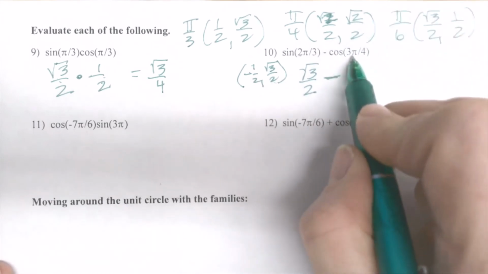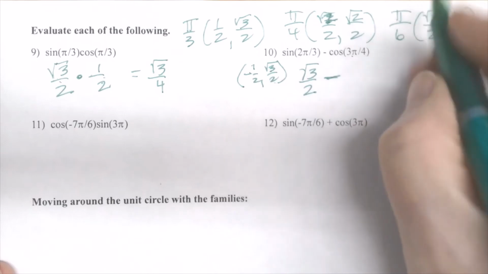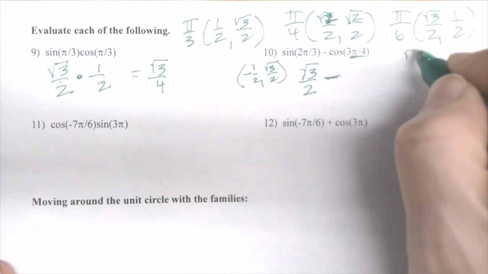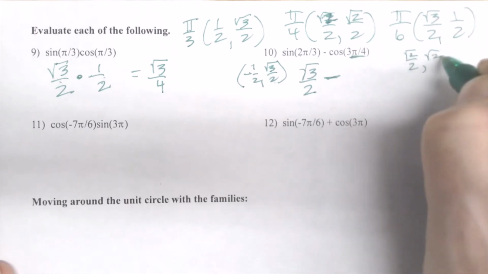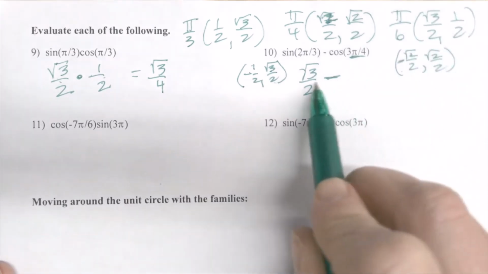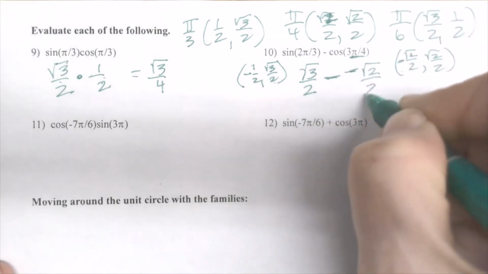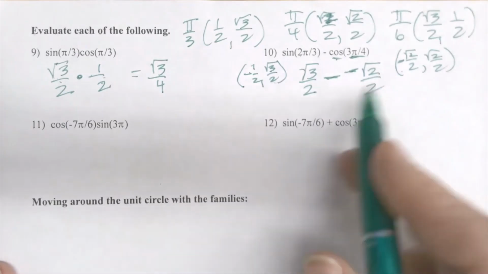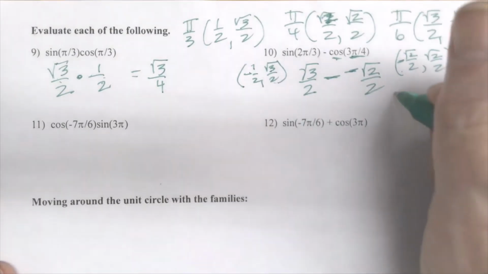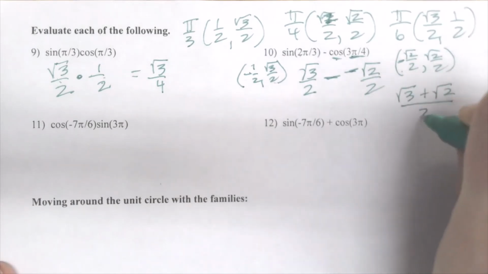This is a second quadrant, pi over 4. So 3 pi over 4 is in the second quadrant. Pi over 4 family is the square root of 2 over 2, comma square root of 2 over 2. Because it's second quadrant, the first one is negative. So this is square root of 3 over 2 minus negative square root of 2 over 2 because I'm interested in the cosine. All I can do in simplifying this is make it square root of 3 plus the square root of 2, all over 2.